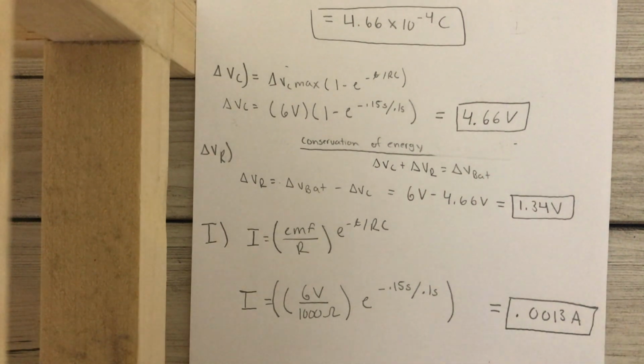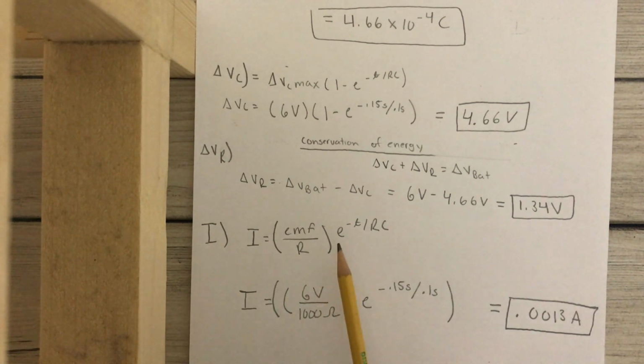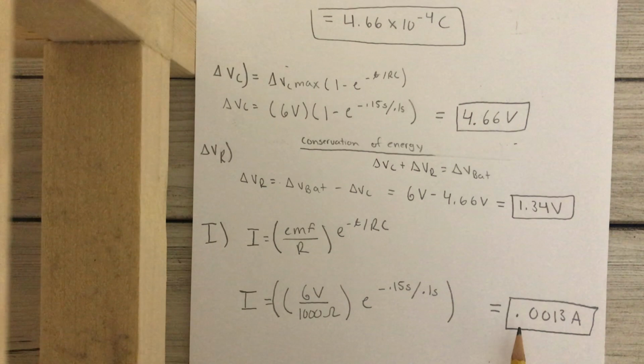In order to solve for I, we can use the equation for our current in a series RC circuit, which is I is equal to EMF divided by our resistance times e to the negative t divided by RC. So I is equal to 6 volts divided by 1,000 ohms times e to the negative 0.15 seconds divided by 0.1 seconds, which is equal to 0.0013 amps.